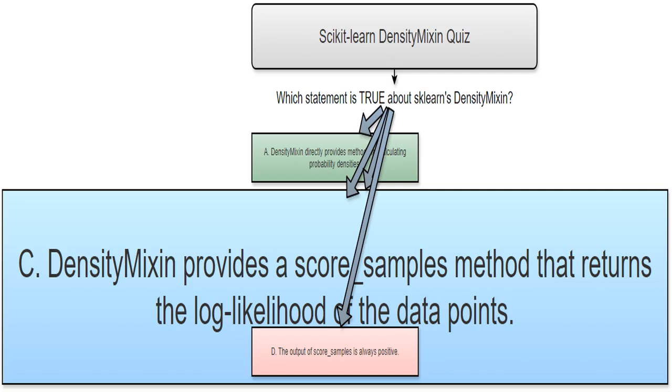The DensityMixin provides a method called score_samples. This method calculates and returns the log likelihood of the input data points for any model using DensityMixin. Think of log likelihood as a way of measuring how likely the model thinks it is to observe those data points. The higher the log likelihood, the better the model fits the data. This is a super important concept in probability and statistics.